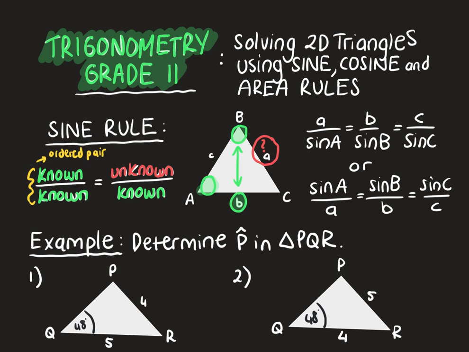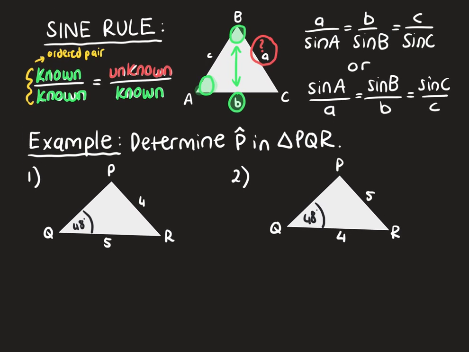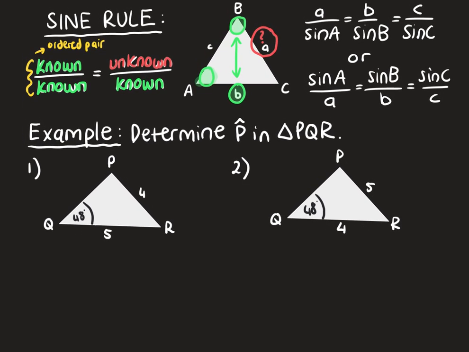Let's put this theorem or this rule into practice with some examples. Okay, so looking at number one, let's see what we have. I've got an angle, which is known. I've got a side opposite that angle, which is known, which means I have an ordered pair. And then I've got the side that is opposite the angle that I'm trying to figure out. Okay, so from here, I know that the sine rule's in play because I'm satisfying my three knowns and one unknown. So I can go ahead.